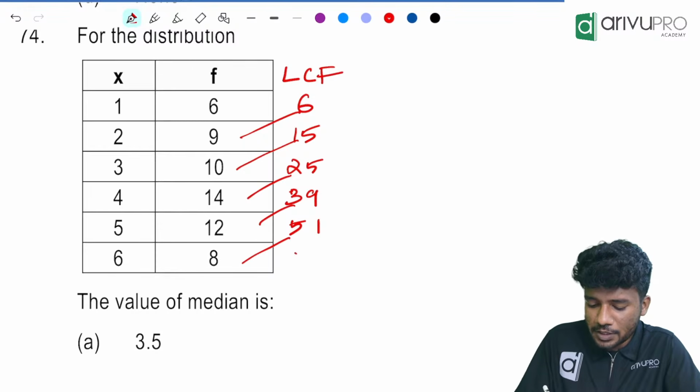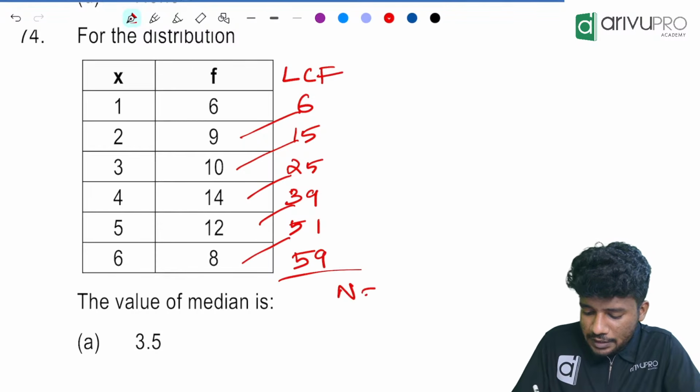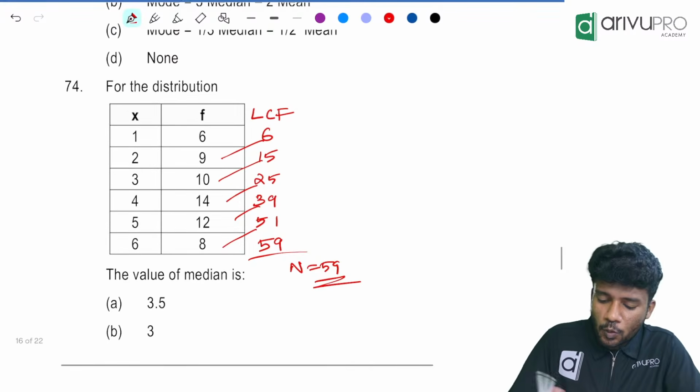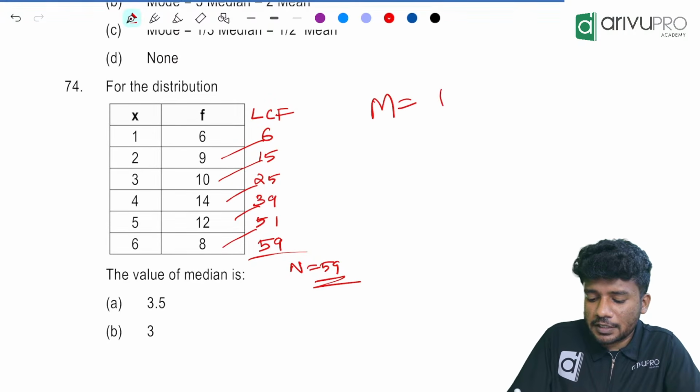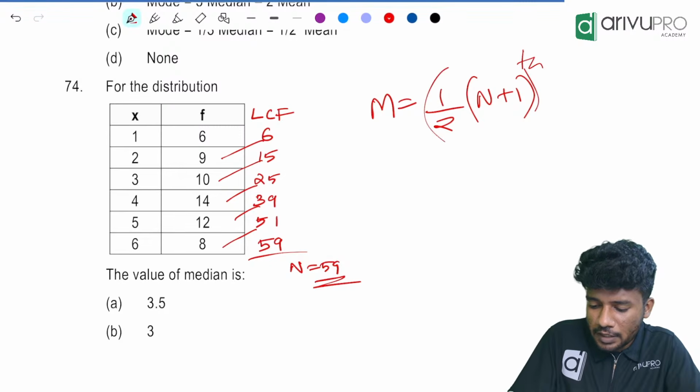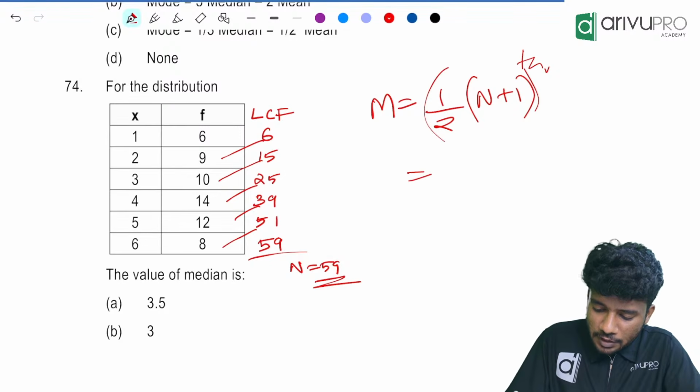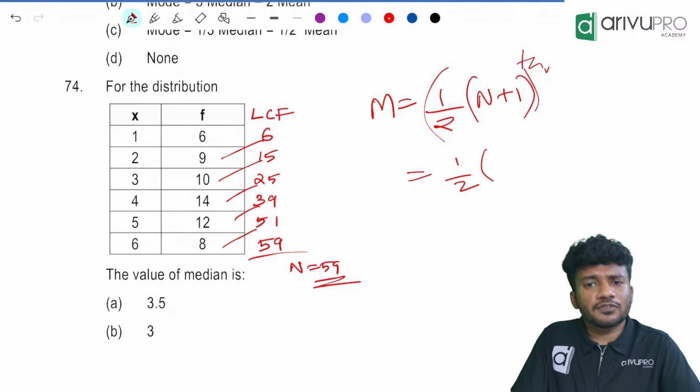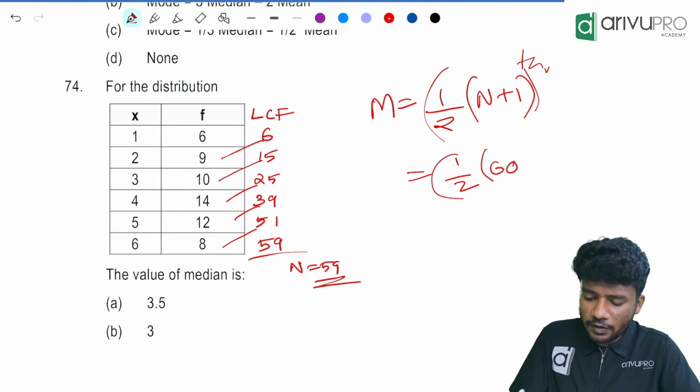51 plus 8 is how much? 59. So n is equal to 59. Now what is the formula for finding the median? That is nothing but 1 by 2 into n plus 1. Okay, the value we will find, which is nothing but 1 by 2 into n plus 1, is 59 plus 1, is how much? 60th value.